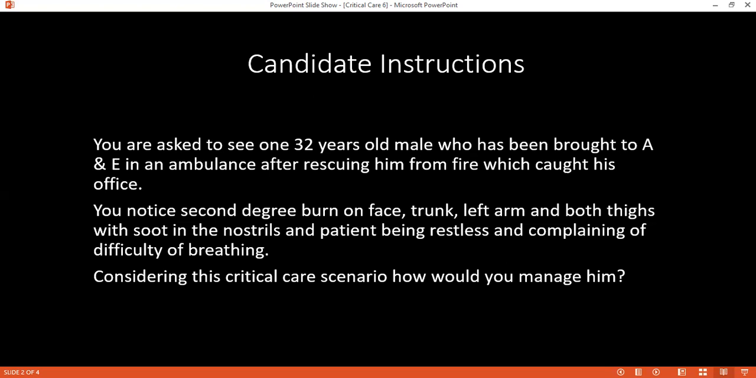Okay, can you tell me how would you determine the depth or the extent of the burn? What are the factors that you look for to determine the depth? Ma'am, I cannot hear you properly. Okay, I'm asking, how would you determine the extent and the depth of the burn of the patient?